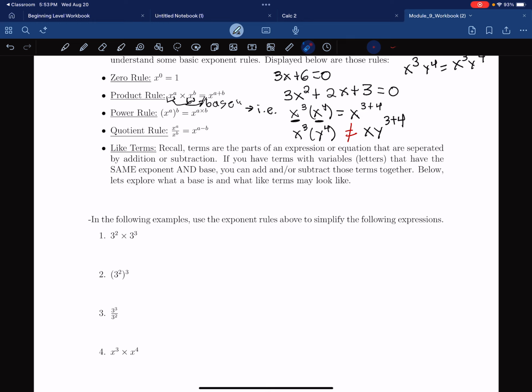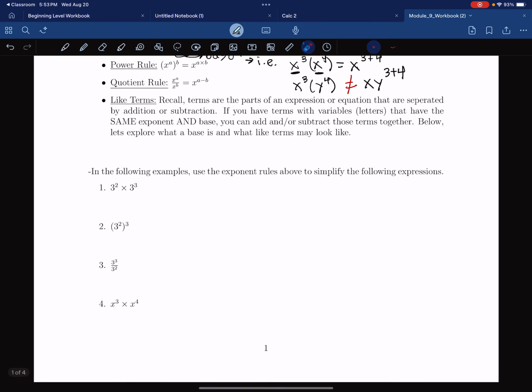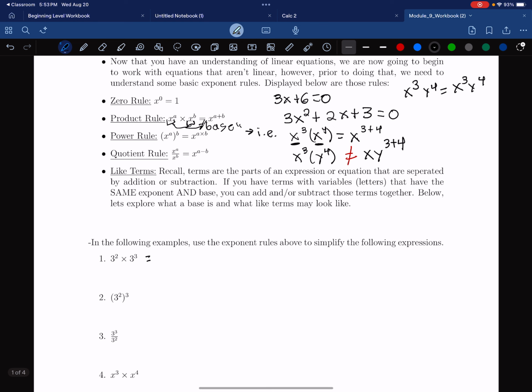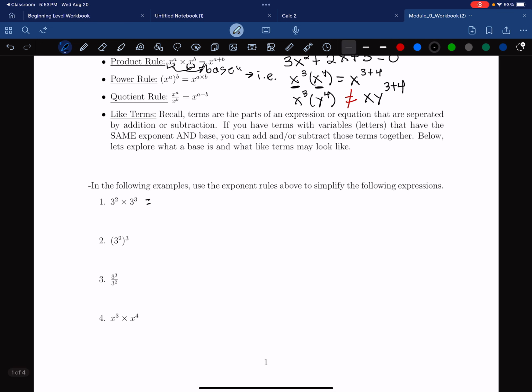And then last but not least, we have the quotient rule, which is when we're dividing exponents. So if we have the same base, like we need to have with the product rule, then we can simply subtract those two exponents and keep that base. Now, let's dive into our first example. So I encourage you to pause the video and try these first 4 examples on your own, using these rules I just walked through. So now let's get into it.